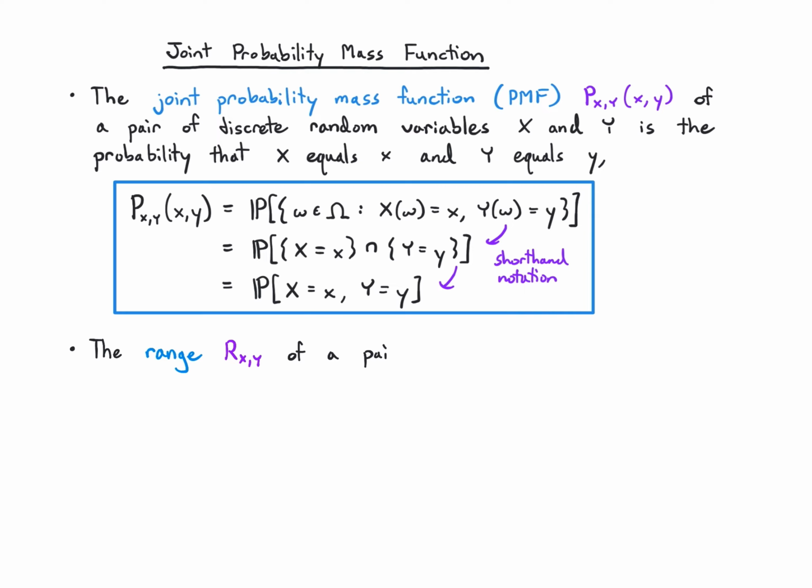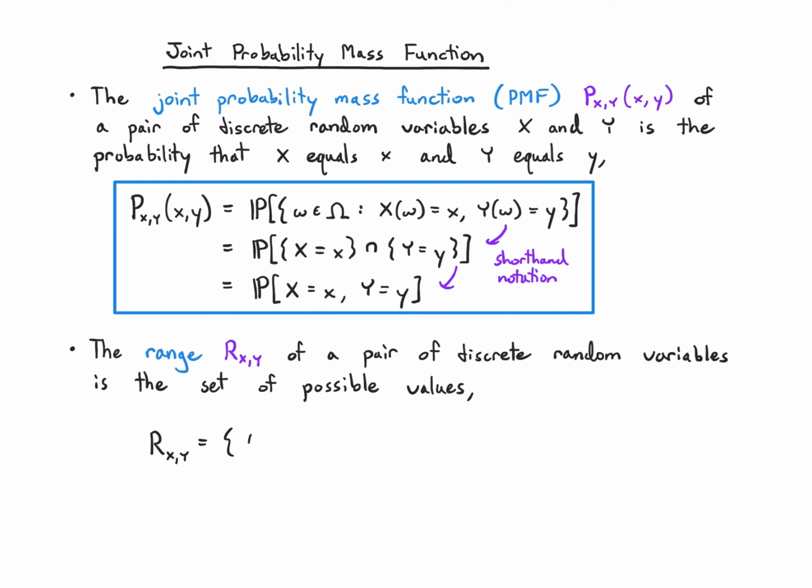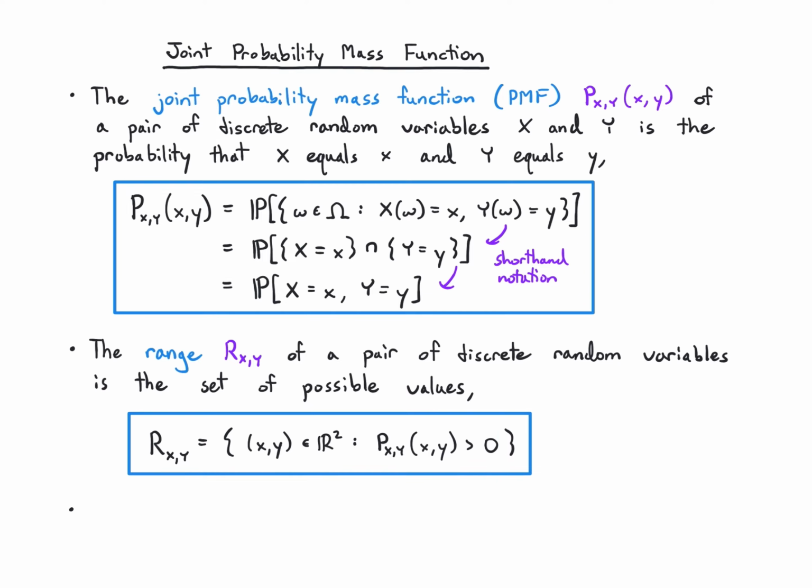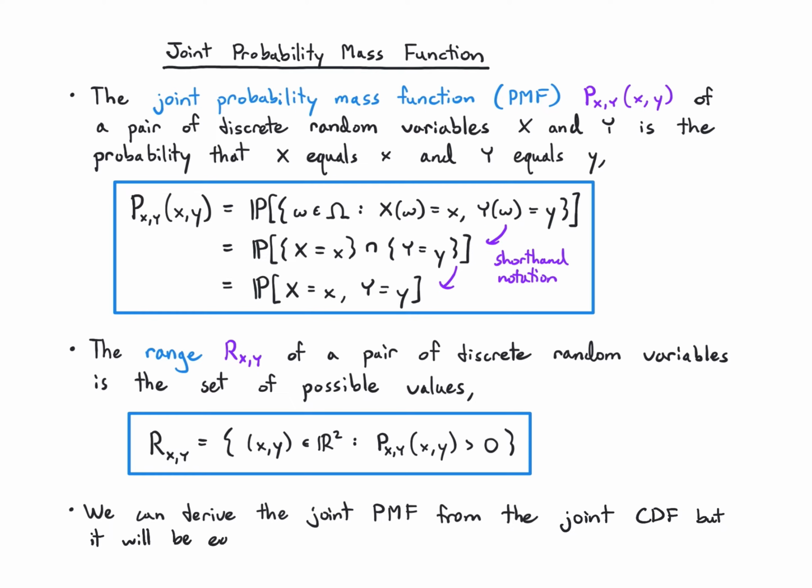And the range is just the set of values it's possible to see, so basically the values where the probability is positive. Okay, so values in the plane where you get a positive value for this joint PMF. We could have derived this directly from the joint CDF, but honestly, we don't want to work with the joint CDF. We want to work with the joint PMF, so we're going to just stick to this framework here.